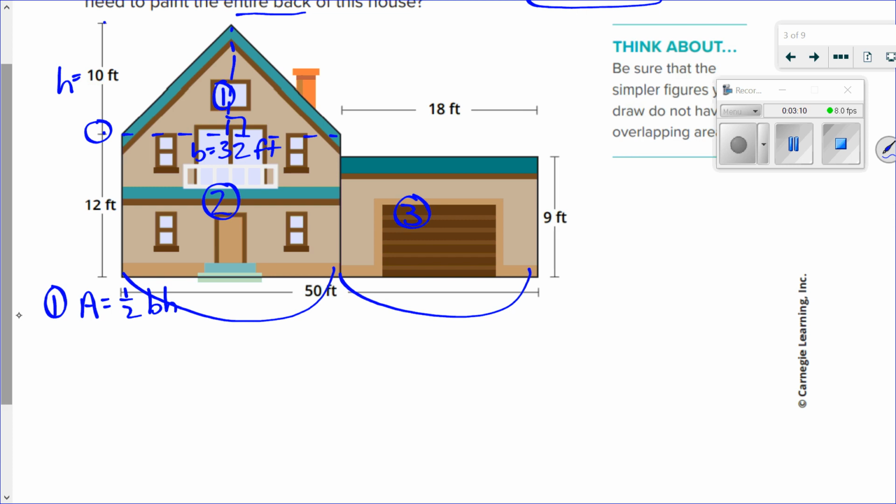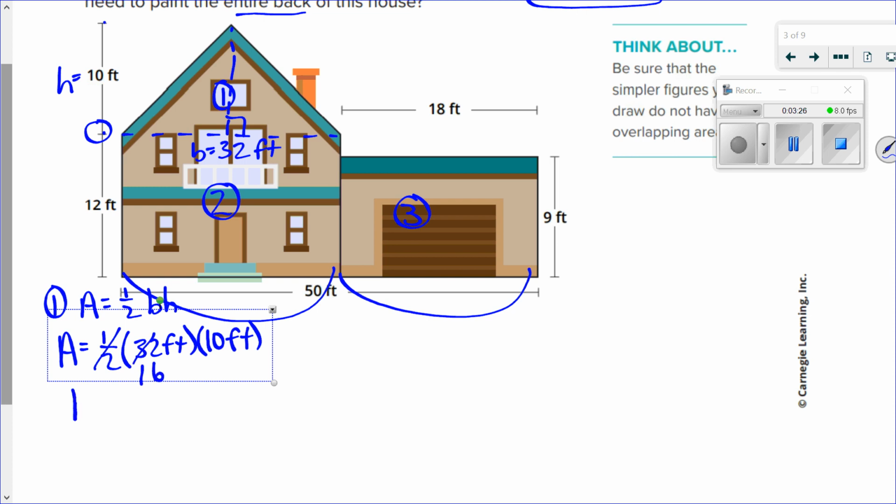Once I have my numbers identified on my figure, now I simply put them into my formula. 1/2, I said that the base was 32 feet. I said that the height is 10 feet. I always love multiplying by 10, so I'm going to take half of the 32 and make that 16. That means that this one is 160 square feet. Do not forget your units, guys.